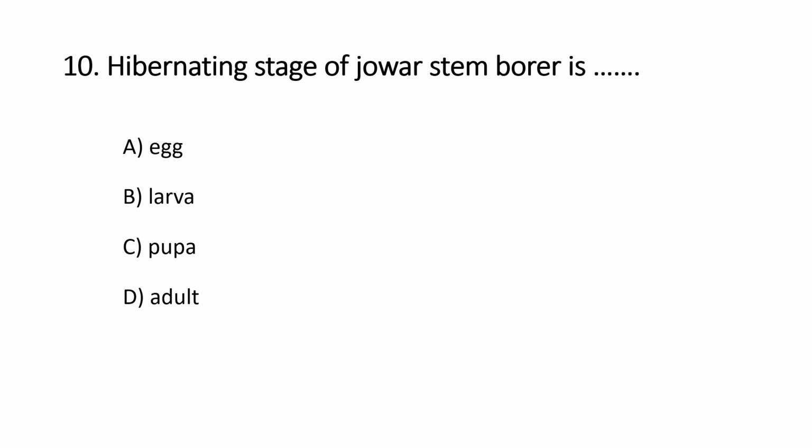Next, the hibernating stage of Jowar stem borer is egg. Options are egg, larva, pupa, and adult. All these are the 4 developmental stages in Jowar stem borer. We know Jowar stem borer is a holometabolous insect. All these stages are present in its development. Now here the question is the hibernating stage. This larva feeds on the stem of Jowar plants and causes damage like dead heart. Here the correct option is larva. Larva is the hibernating stage of Jowar stem borer, which undergoes the dormant period inside the stem.